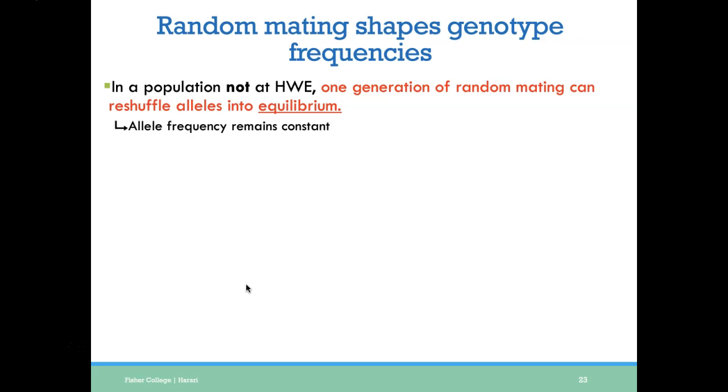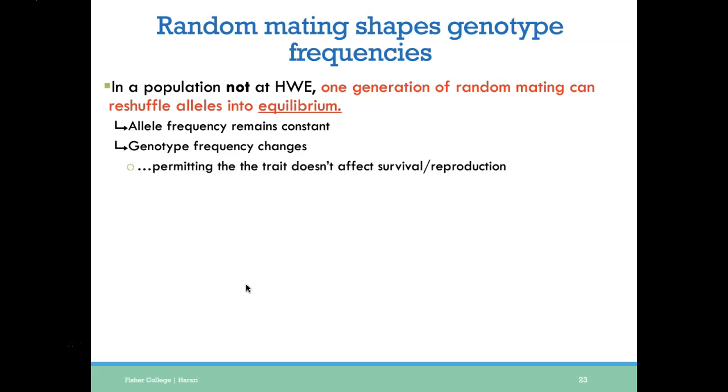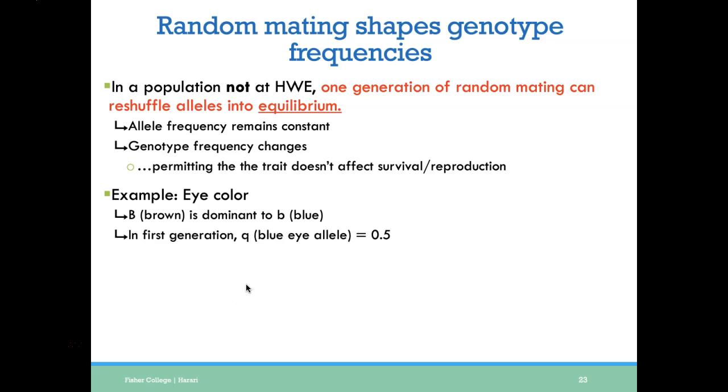The allele frequency in a population remains constant if there are no mutations or migrations. So even after one generation of random mating, the allele frequency remains constant, and the alleles will shuffle into the genotype frequency equilibrium. So allele frequencies remain constant, while the genotype frequencies can reshuffle into equilibrium. And of course, that's permitting there's a large population, no effect on fitness, and so on. So for example, let's look at eye color, where big B encodes for brown eyes, and that's dominant to little b, which encodes for blue eyes.